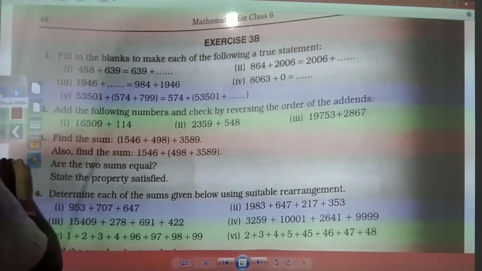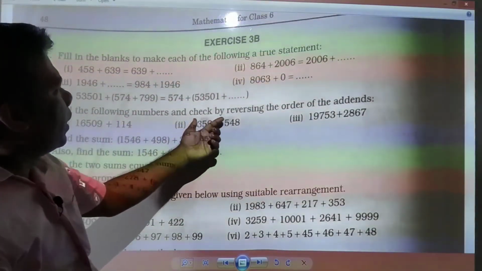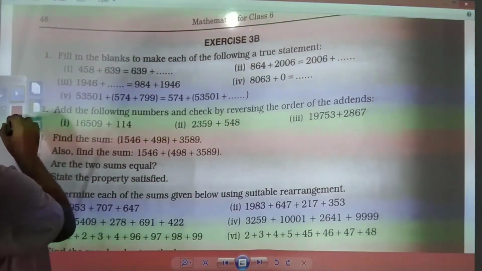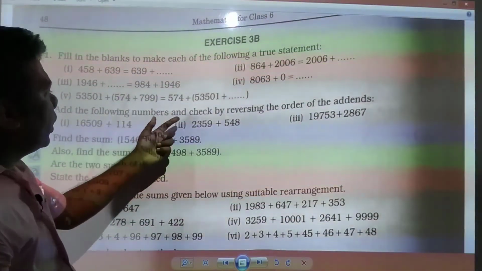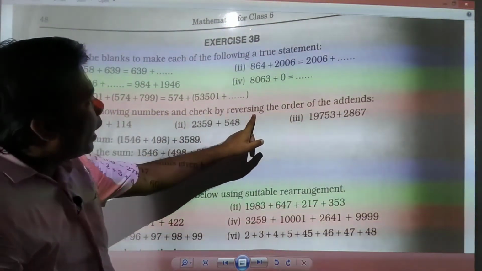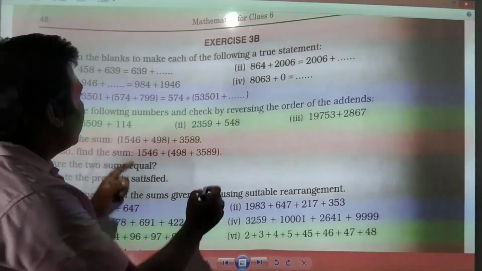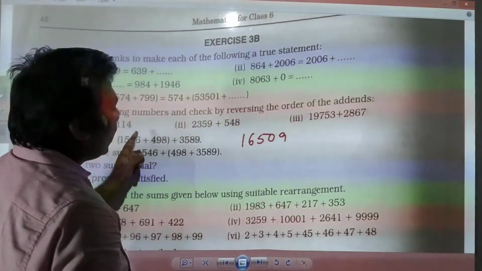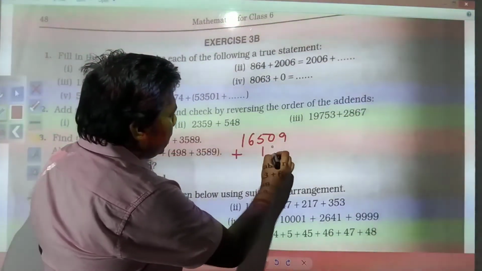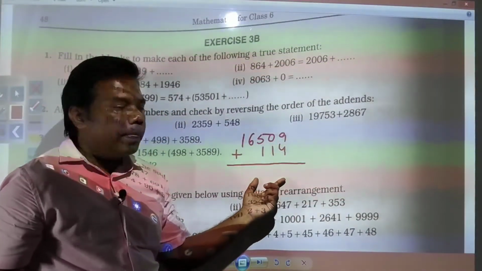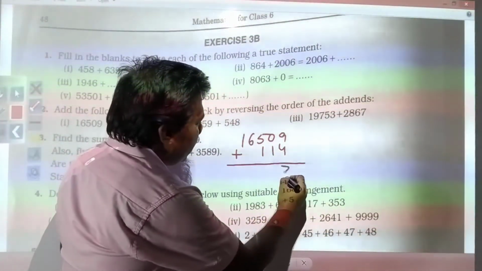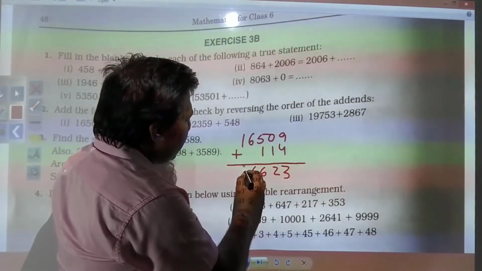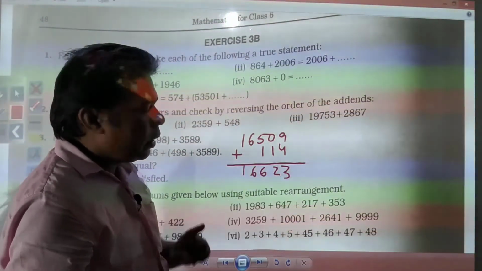Next you have, add the following numbers and check by reversing the order of the addends. Suppose you have 16509 and 114. If you want to add this, what sum will you get? 9 and 4 is 13, 1 you have, 1 and 1 is 2, here you have 6, here you have 6 and 1. So you have got 16,623.